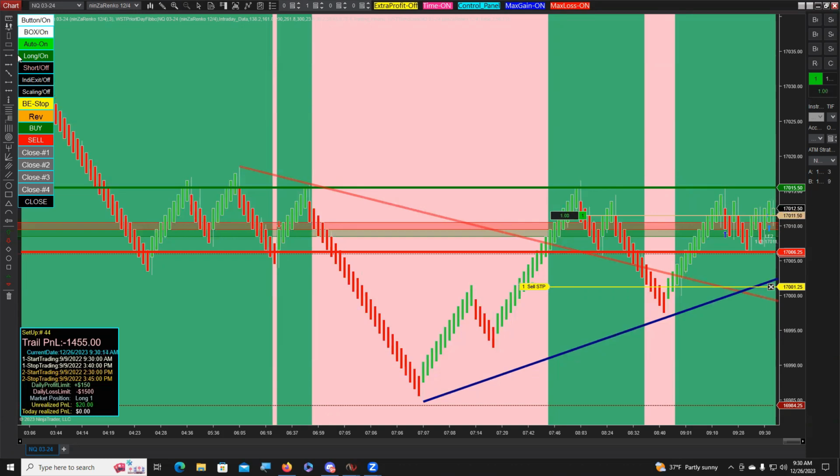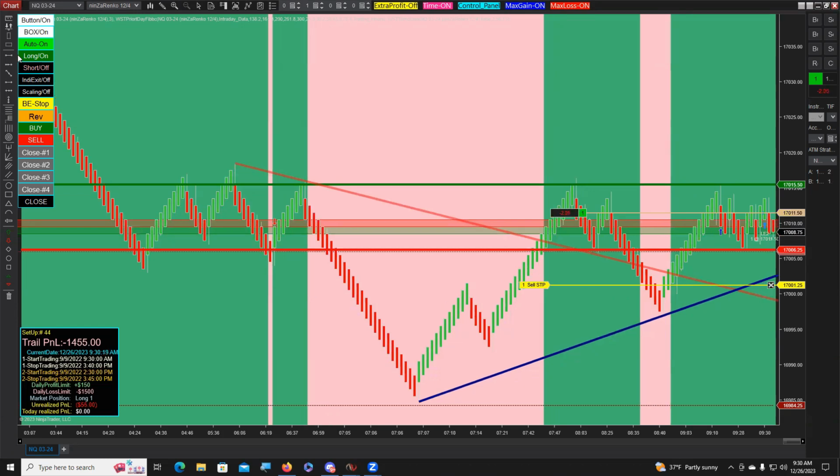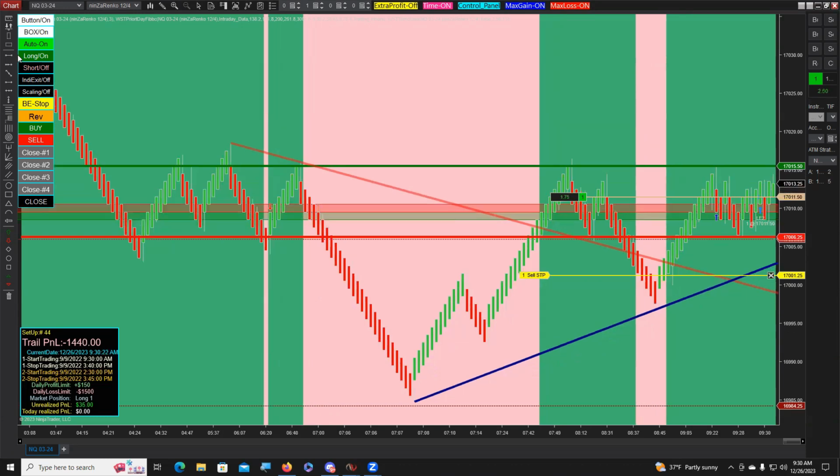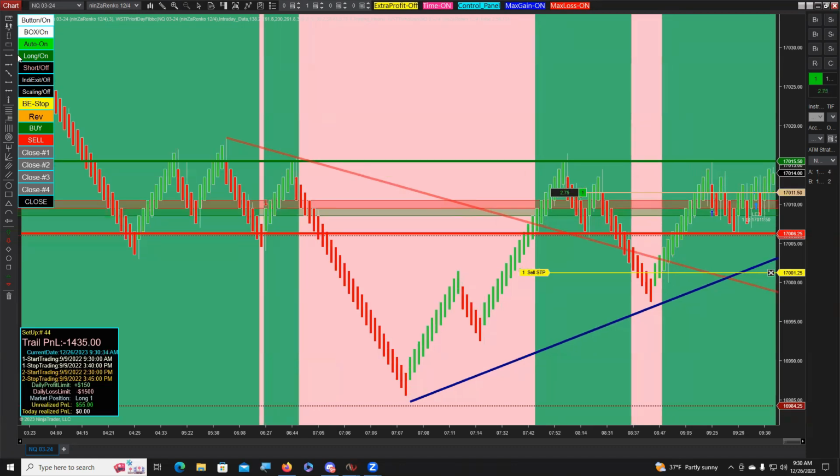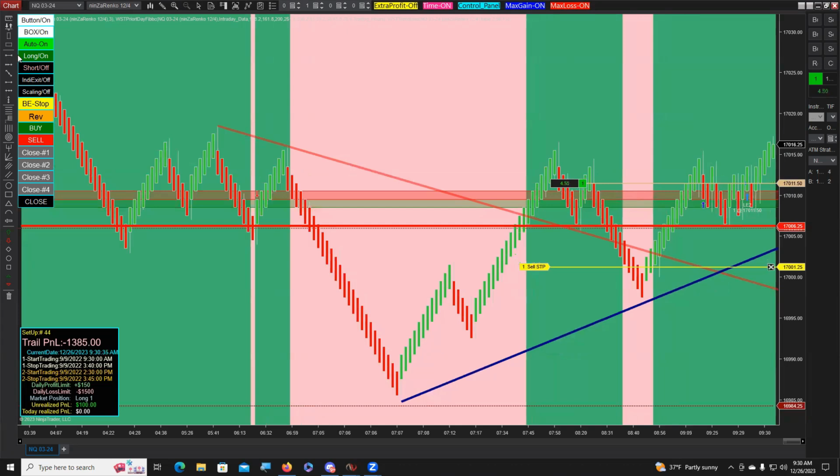You see that the shorts are disabled. Even if there is a qualified short trade, this system is not going to take it because I disabled it. I am not interested in short trades right now. Again, the path of least resistance is to the upside. When the trade is over, I'm going to show you why I am biased to the long side under these conditions in the Nasdaq.